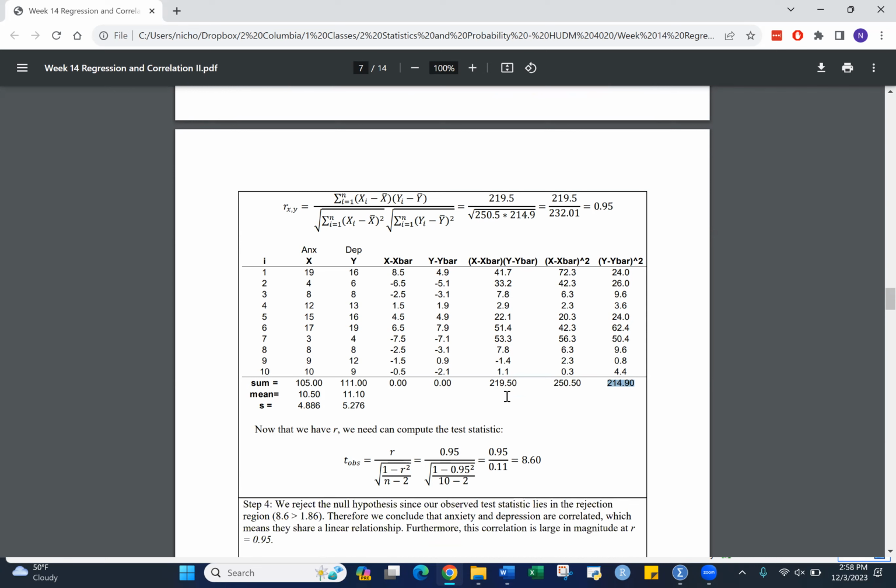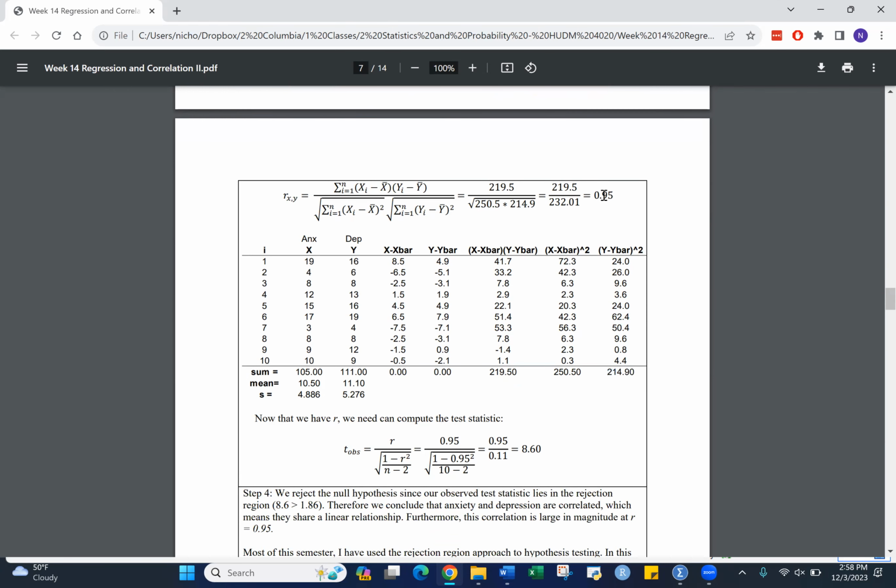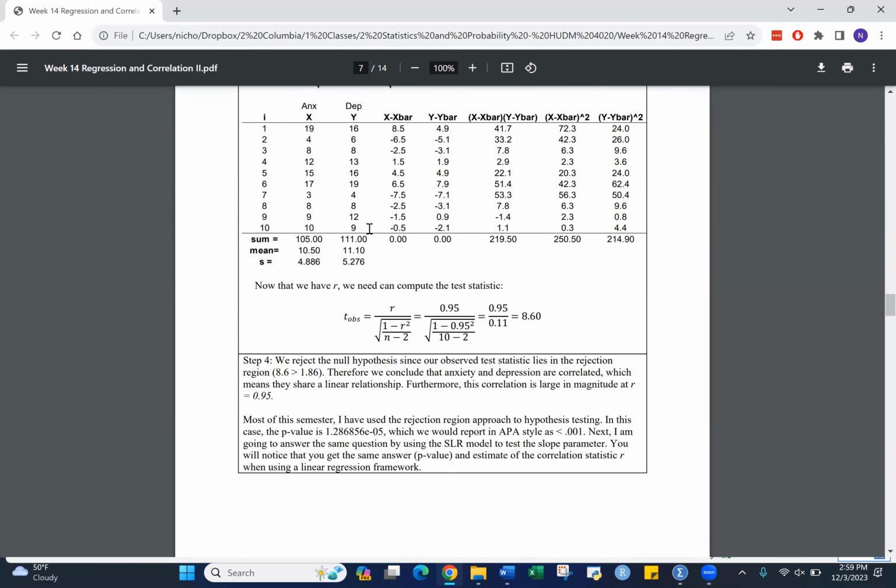So you're plugging that in, you get a 0.95 correlation. That's a very large and positive correlation. It's probably going to be statistically significant, right? It's really close to 1, very strong. Let's go do a test here. The observed statistic: now that I have r, I just plug r into the formula. I get 8.6 as my observed test statistic. This is way bigger than the 1.86. Therefore, I conclude that anxiety and depression are linearly related. And I also conclude the correlation is large in magnitude.